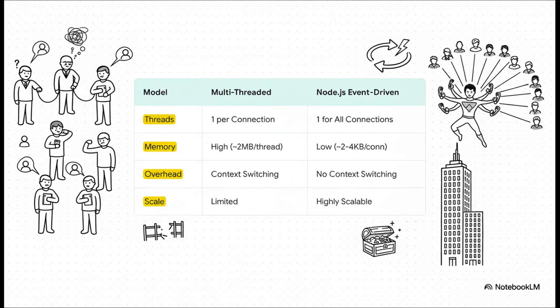And this chart right here just lays it all out. The traditional multi-threaded model is like hiring a separate employee for every single customer who walks into your store. It kind of works, but it's incredibly expensive. You're paying for all that memory, and you're wasting time as the manager runs around trying to check on everyone. The Node.js model, on the other hand, is like having one superhumanly efficient operator who handles every single call, instantly switching to the next person the second there's a moment of silence. It's ridiculously memory efficient, there's no time wasted switching between tasks, and it scales like crazy.